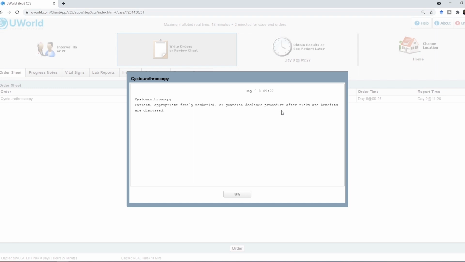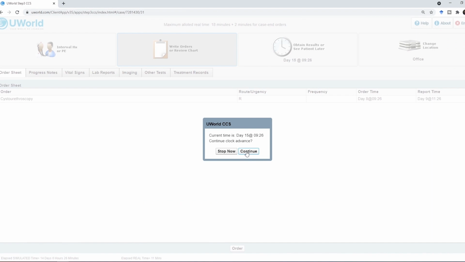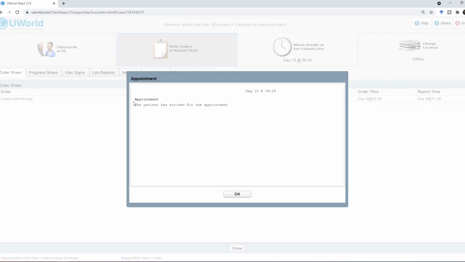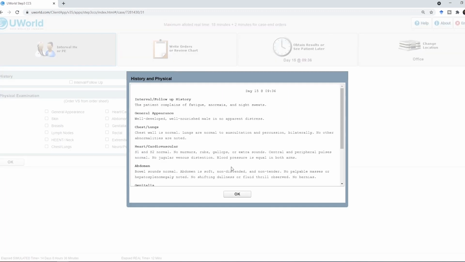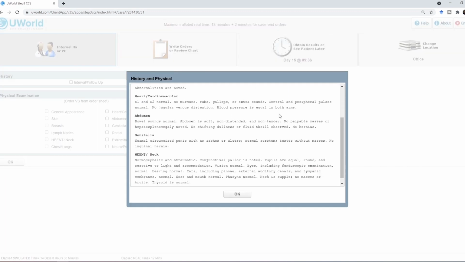Here it says that the patient declined the cystoscopy. Since the CT scan showed renal cell carcinoma, this is probably the cause of the patient's red blood cells per urine. So we can click OK, and we'll see the patient in office now. The patient has arrived for the appointment. We can do the same strategy. We go to the interval history and order that with focused physical exam. Click OK. You'll see that nothing has changed from last time.